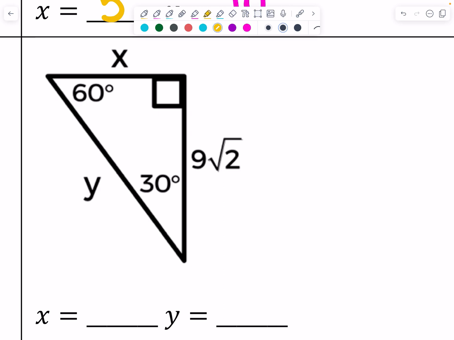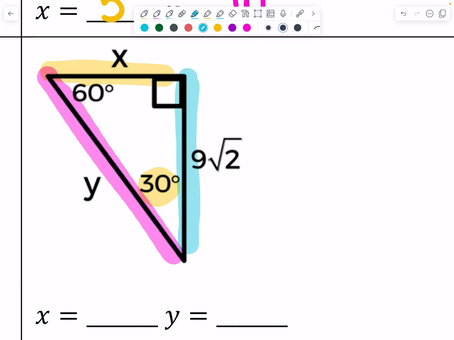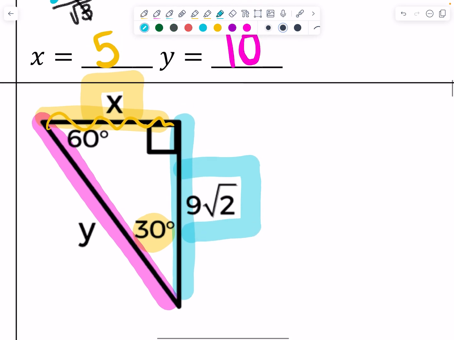We've got our 30, 60, 90 triangle. So here's my short leg, there is my hypotenuse, and there is my long leg. So again, I have the x. I don't know it, so I'm going to need to find it in a second. I'm going to use one of the known values, either the hypotenuse or the long leg, to find it. I know my long leg, so I'm going to use the long leg to get to the short leg.